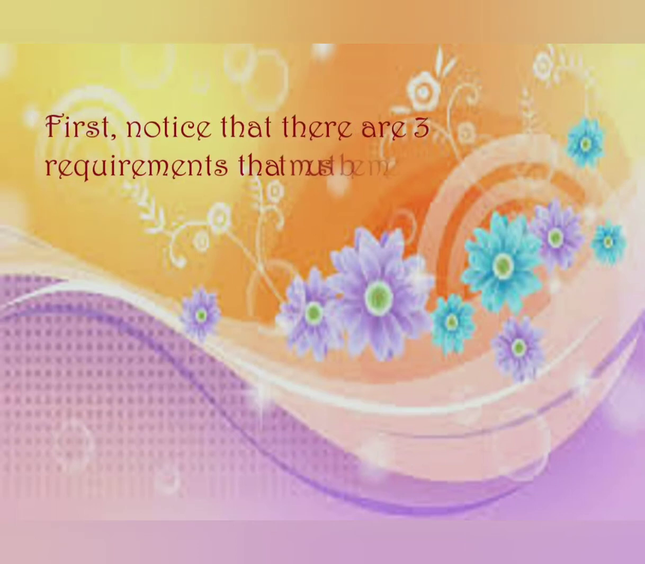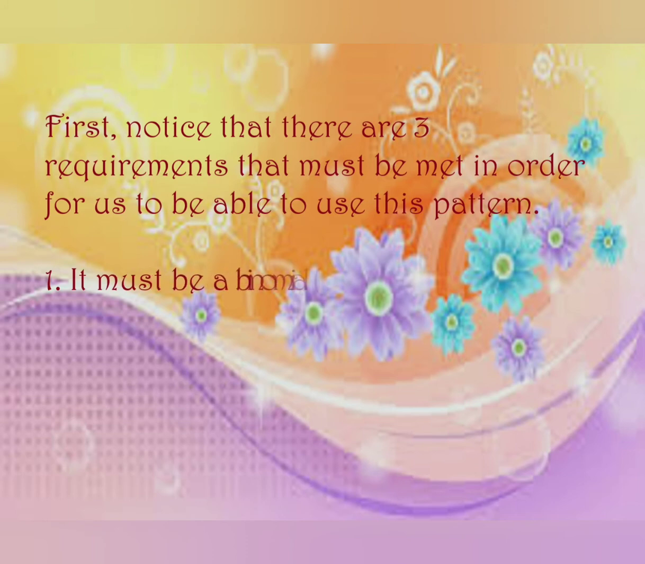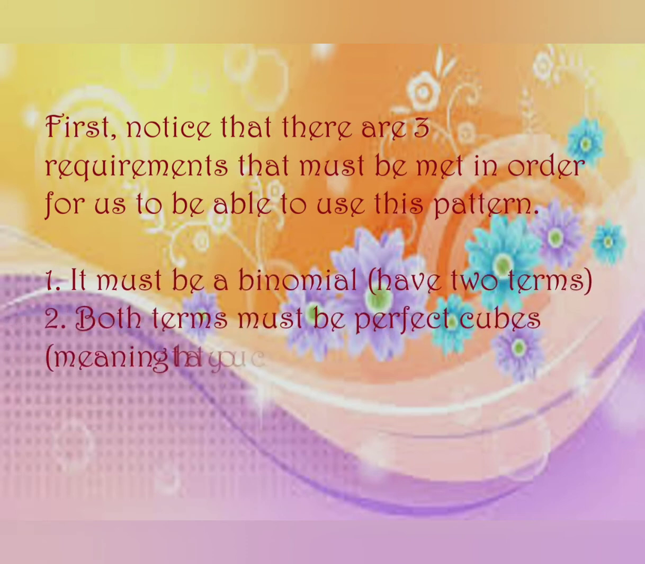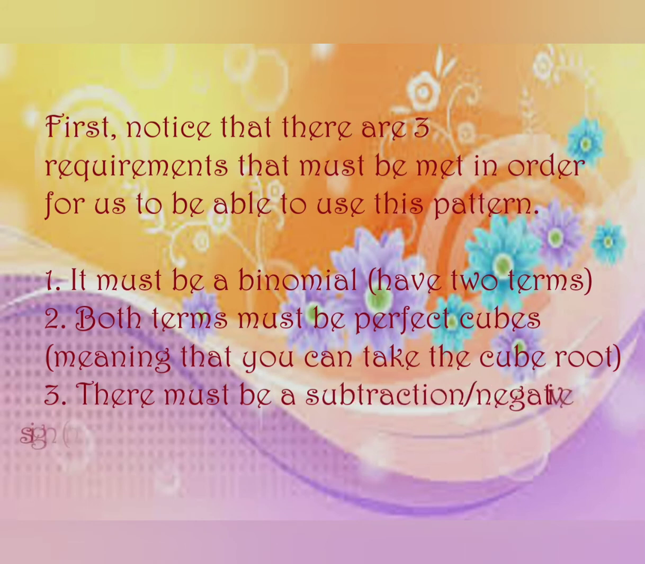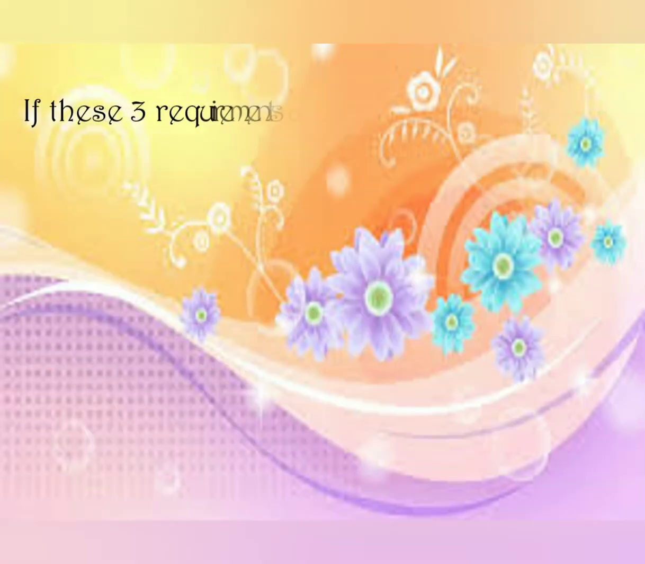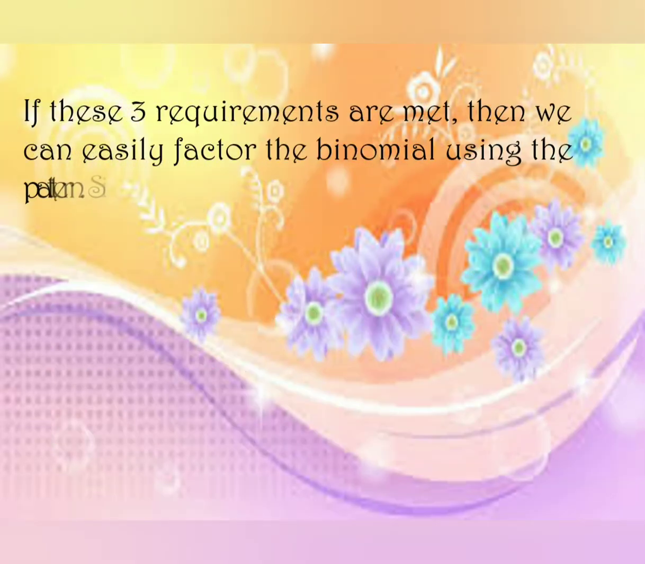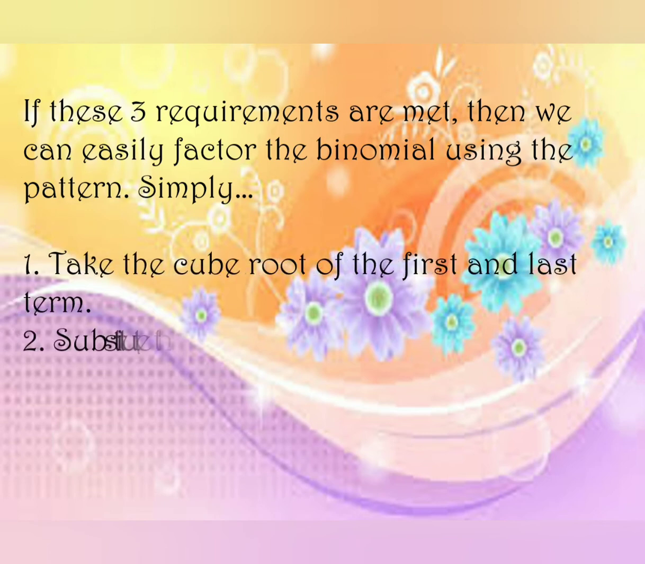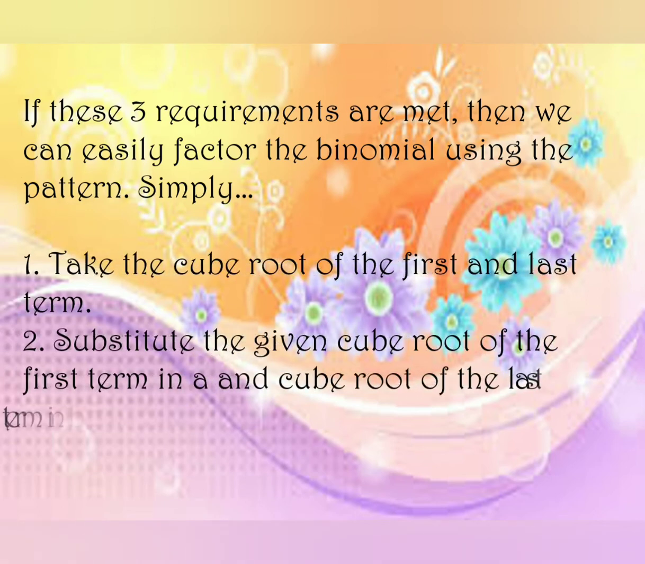First, notice that there are three requirements that must be met in order for us to use this pattern. Number 1, it must be a binomial, so it has two terms. Number 2, both terms must be perfect cubes, meaning that you can take the cube root. And number 3, there must be a subtraction, a negative sign, not addition in between them. If these three requirements are met, then we can easily factor the binomial using the pattern. Simply, number 1, take the cube root of the first and last term. Number 2, substitute the cube root of the first term as a and the cube root of the last term as b in the pattern. Same method as with the sum of two cubes.